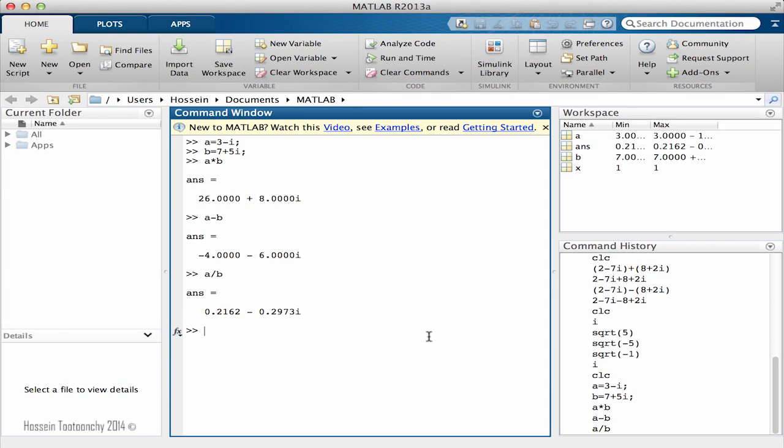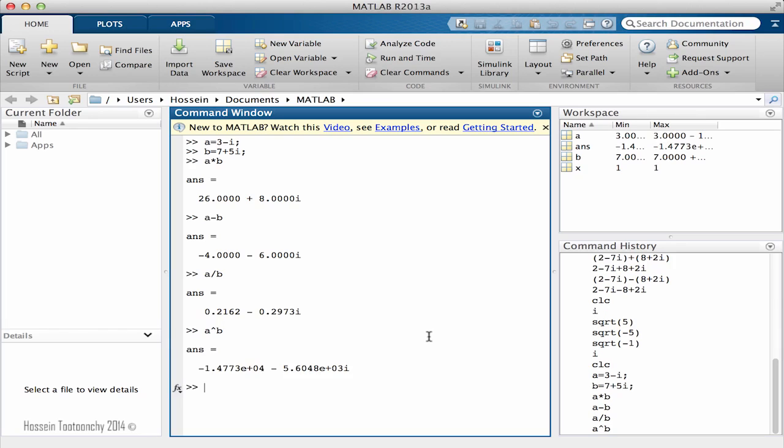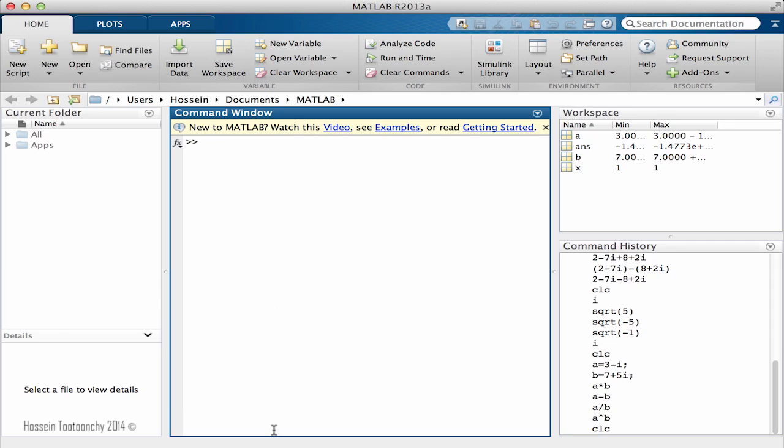Something which might be new is a raised to the power b. If you hit enter, you see that MATLAB can also calculate it without any problem, and it is well equipped with different functions for you, so you can try out different modes. Let me clear up the screen, and now we're going to investigate new functions that we're going to learn to deal with complex numbers.